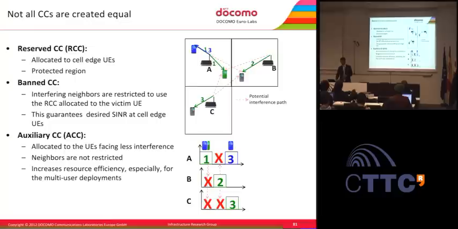But because we can allocate them in addition to these reserved component carriers, we increase the reuse efficiency. So in this example, component carrier 3 is auxiliary and can be used in cell A because it's being assigned to this UE, and this UE can cope with additional interference because it's not seeing any interference from neighboring base stations.